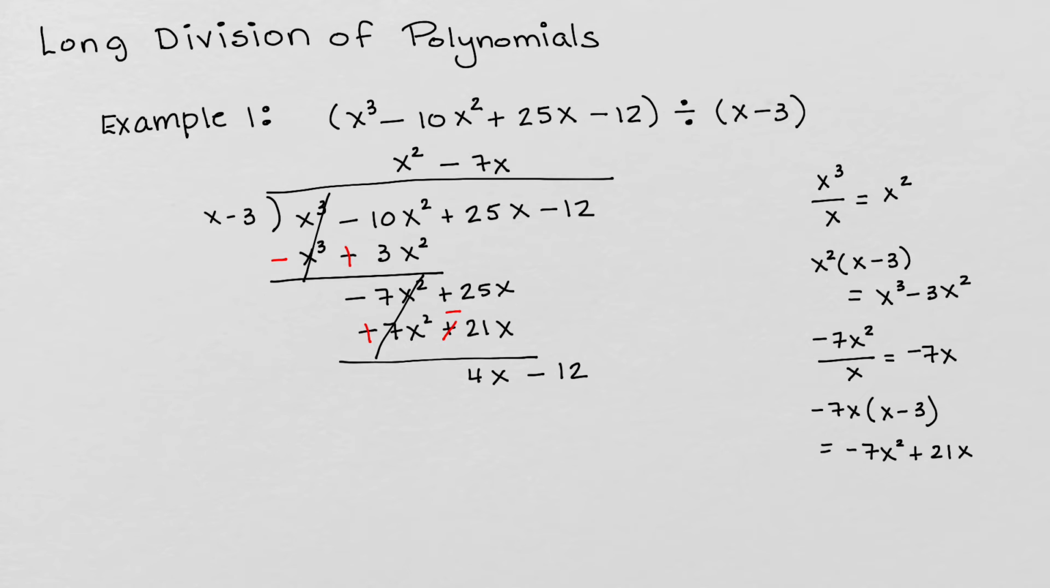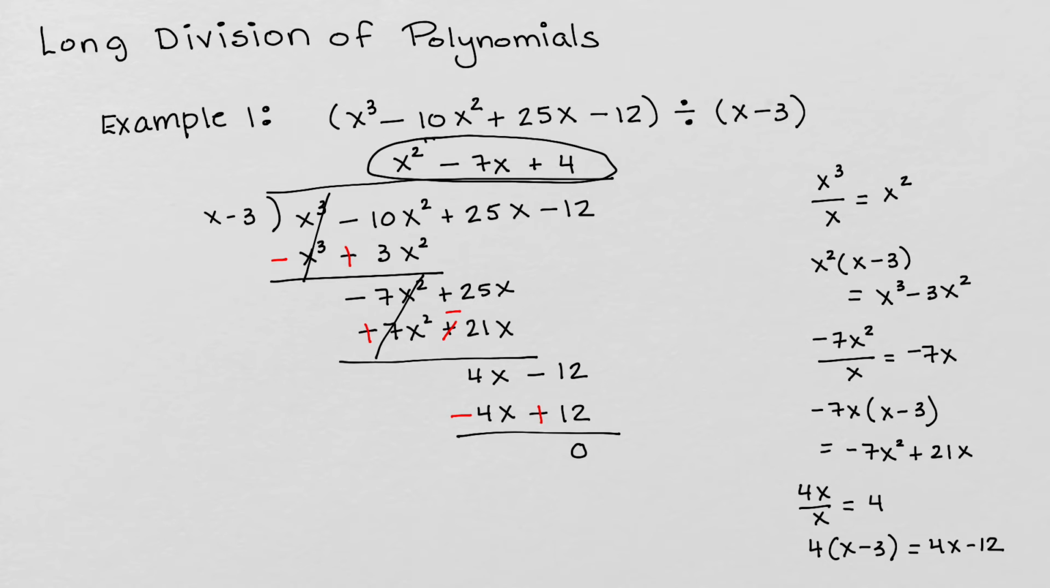And now I'm going to take the 4x, and 4x divided by x gives me 4. So I'll put a plus 4 above the constant term. And 4 times x minus 3 is 4x minus 12. And change the signs, and everything canceled out here. So x minus 3 divided evenly into the polynomial, and our final answer is x squared minus 7x plus 4.